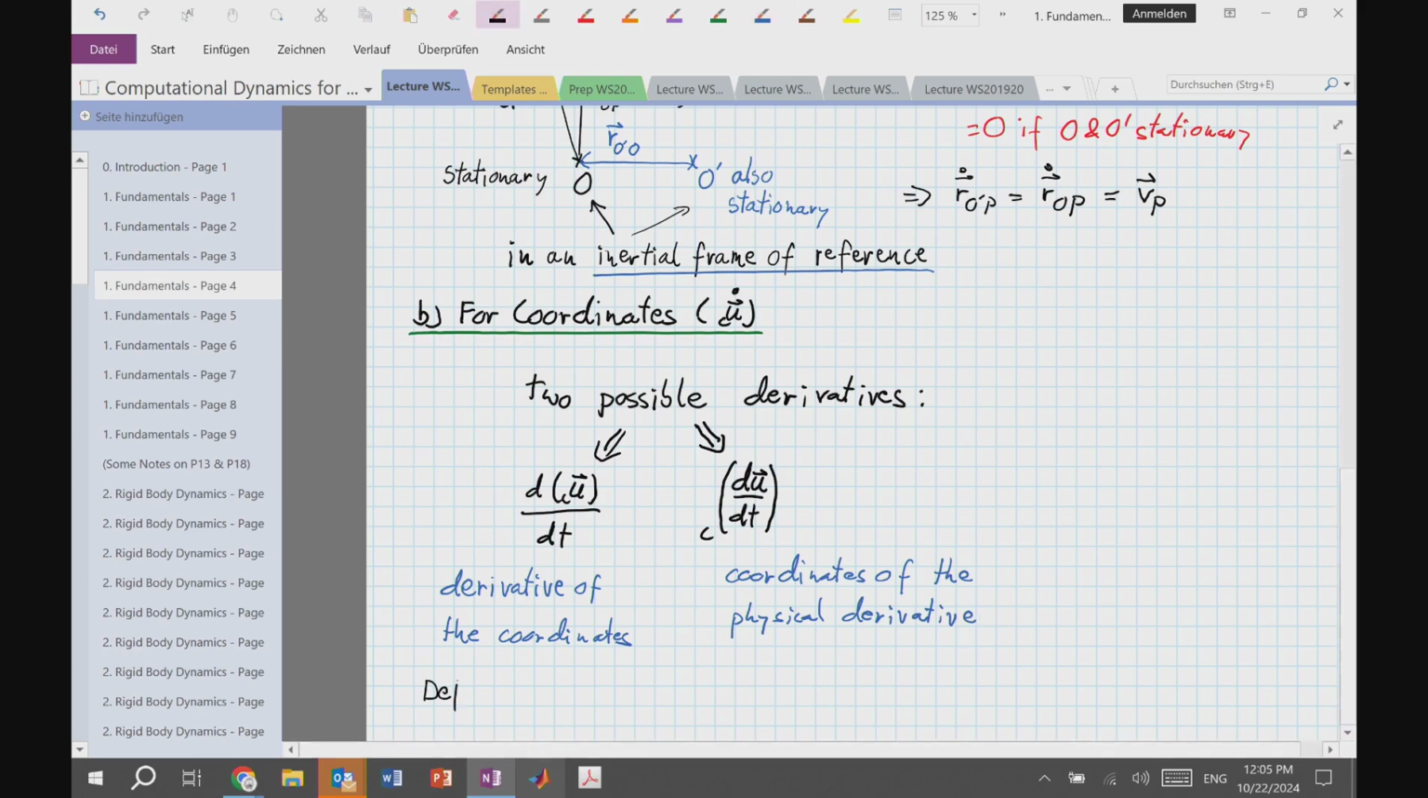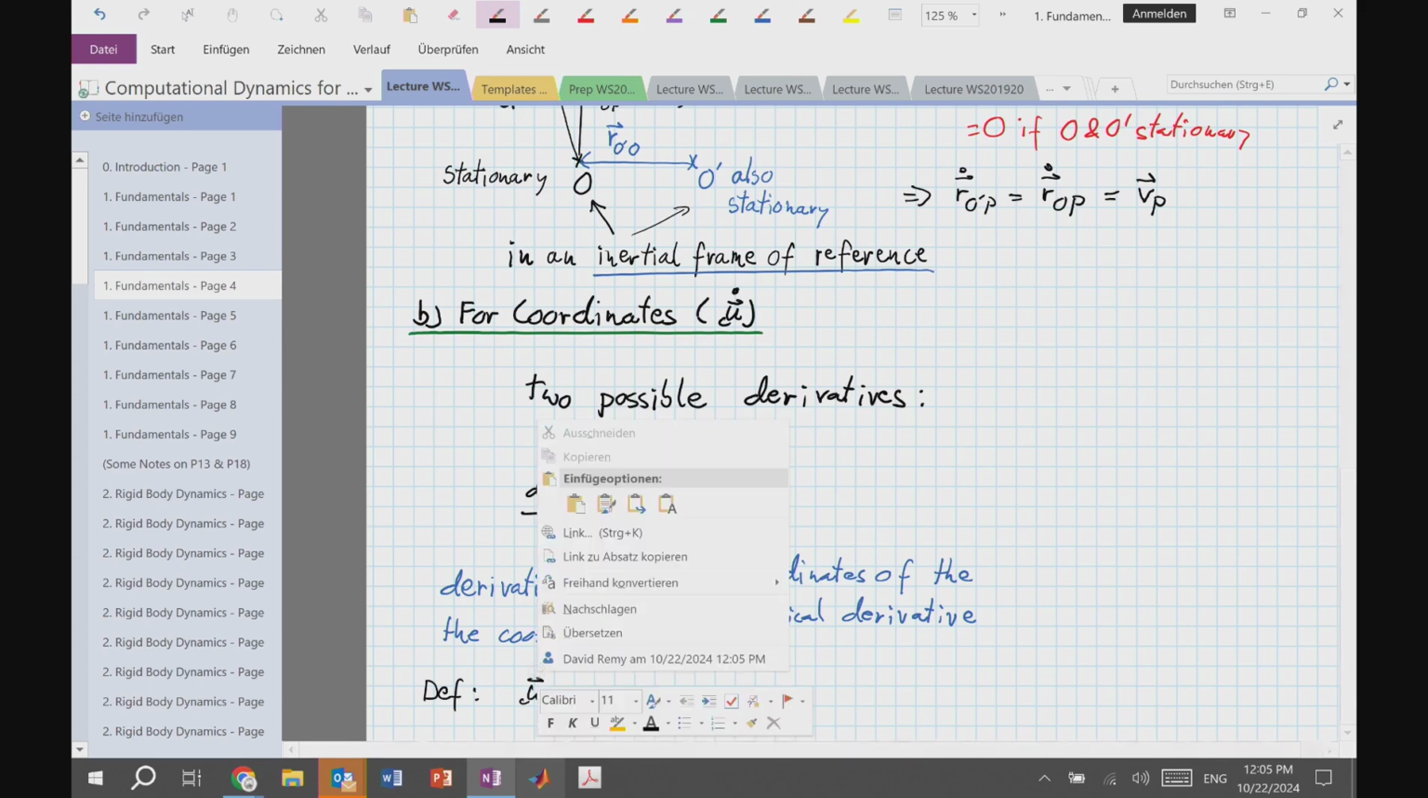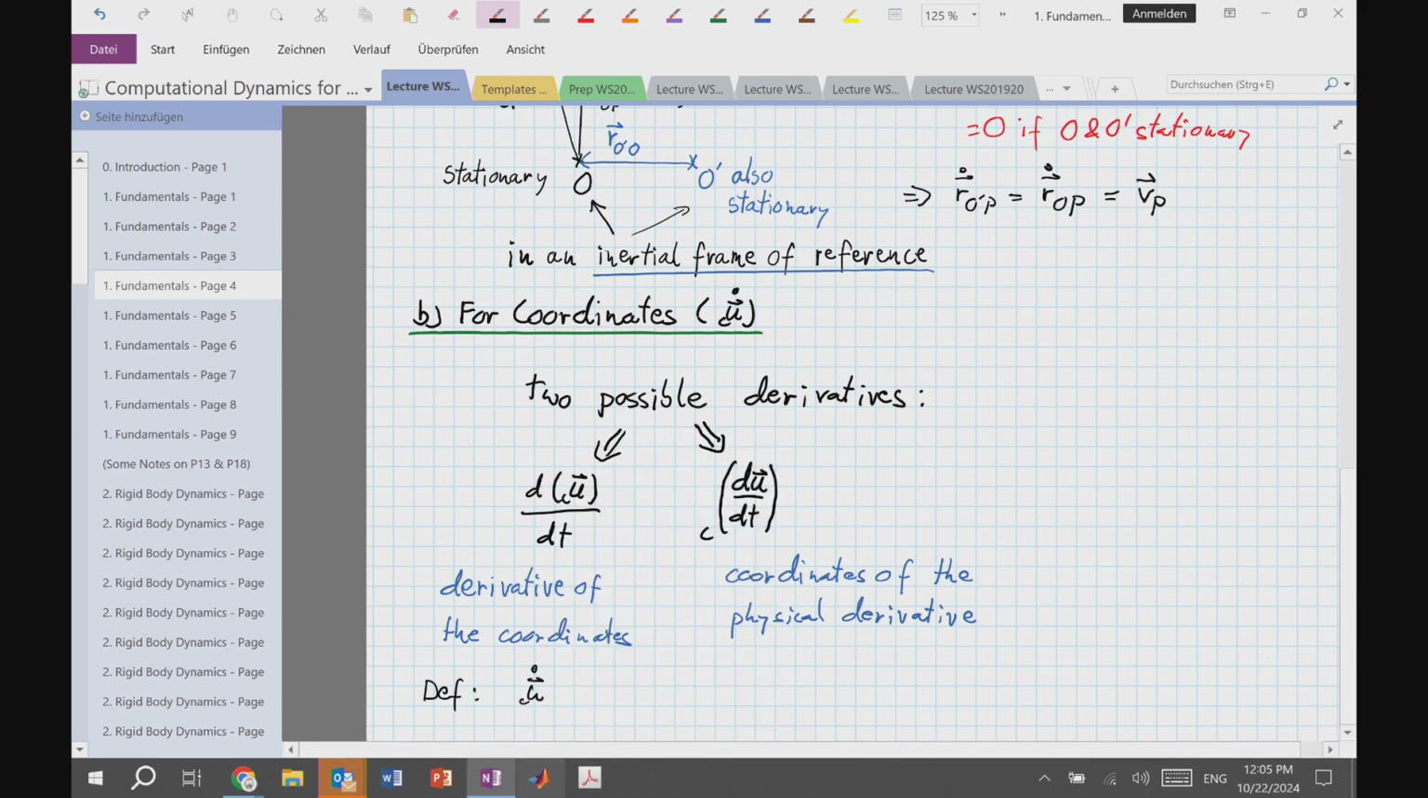And I will introduce a bit of notation. If I just write this, my dot notation, you see dot, I mean what we have on the left-hand side: the derivative of the coordinates against time. If I want the thing on the right-hand side, I would use parenthesis. U dot is the physical derivative, and that is being expressed in C coordinates.